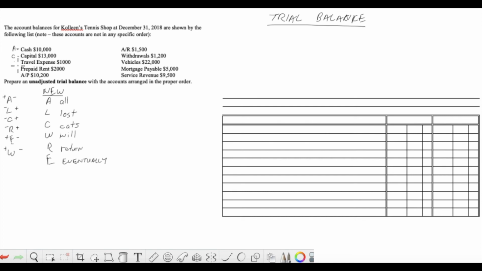Travel expense, expense. Prepaid rent, that's a tricky one, right? That's an asset. Accounts payable, well, if we pay something, is that good or bad? It's bad if we're paying, so if it's not an asset, it's a liability. Right? And accounts receivable, well, receiving money is a good thing, so that's an asset.